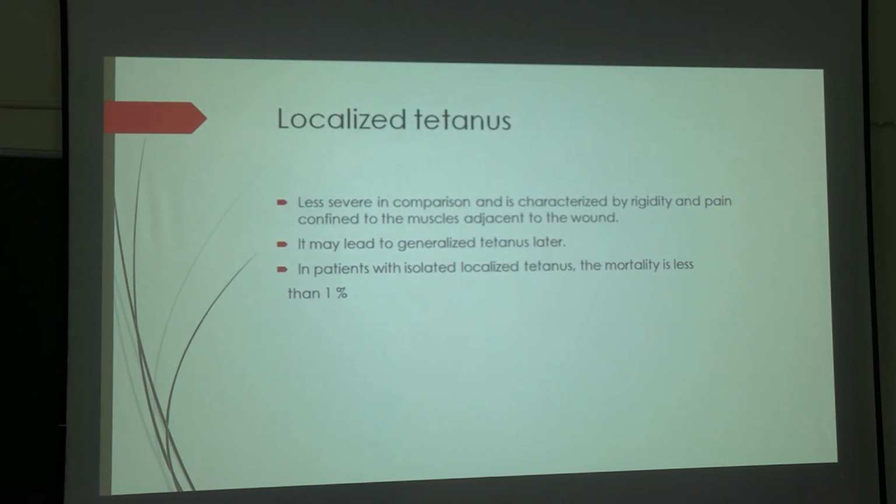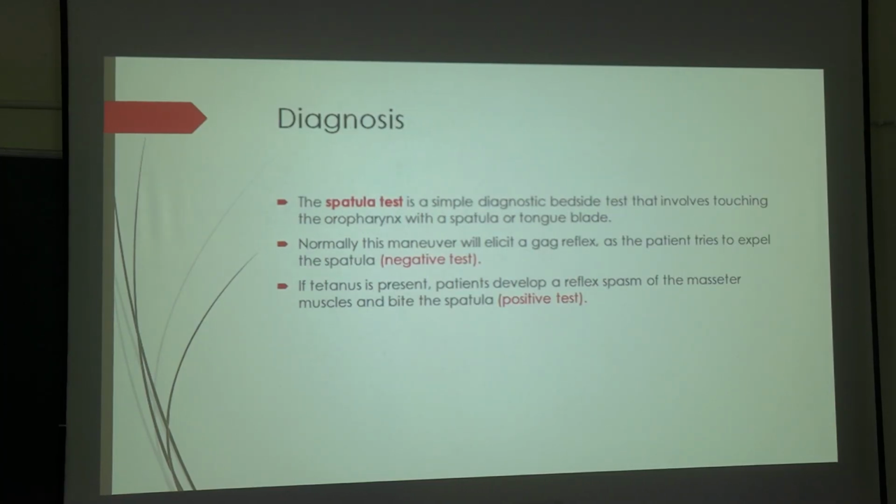Now there is another form of tetanus. It is called localized tetanus. It is less severe in comparison, characterized by rigidity and pain confined to the muscles adjacent to the wound. It may lead to generalized tetanus later on. In patients with isolated localized tetanus, the mortality is less than 1%. We do not get localized tetanus very often nowadays.